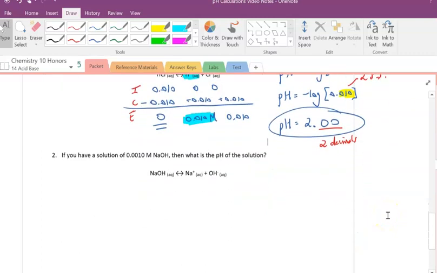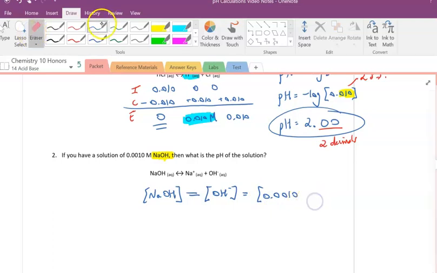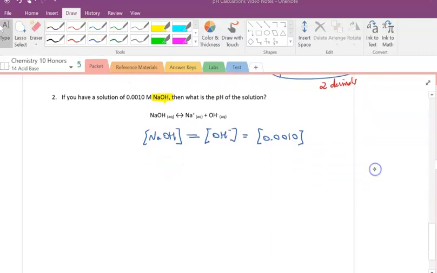All right, let's try another one. What if I have sodium hydroxide? Okay. Strong again, right? I see it's an alkali metal plus hydroxide. So I don't even need to do the math. If it's strong, whatever my concentration of sodium hydroxide is going to be equal to my hydroxide concentration. 100% of it reacts. So that tells me that my hydroxide concentration for this problem is 0.010 molar. So that's my idea. I don't need the M there at the brackets. Brackets tell us molarity.